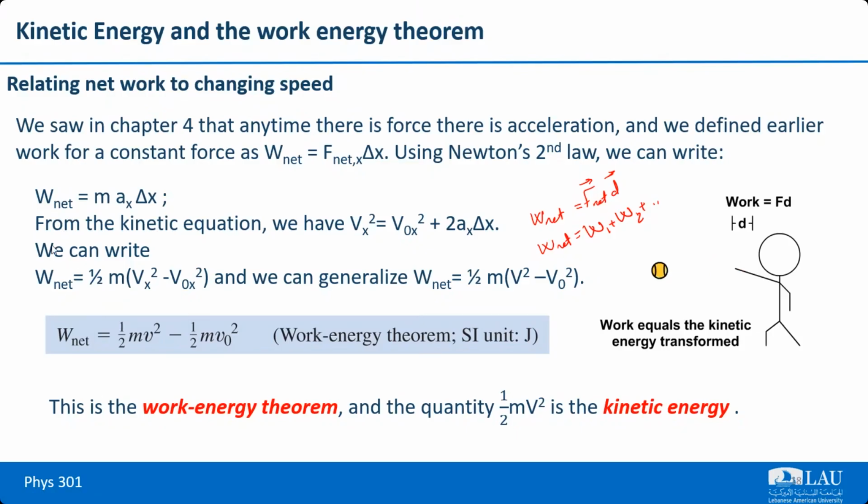So we said the net work done on an object is equal to the change in kinetic energy, which is half mv squared minus half mv0 squared. This can also be written as W net equals delta K. This is the work energy theorem. It links the work to the kinetic energy.